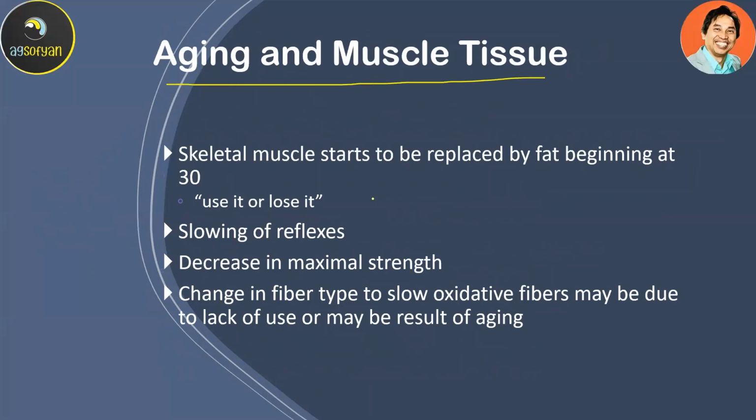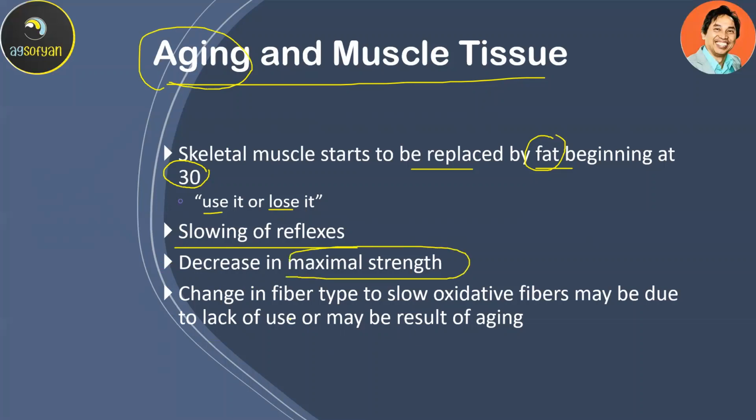Aging and muscle tissue. Skeletal muscle starts to be replaced by fat beginning at age 30. So this is really use it or lose it. If we use it, then our muscle becomes better. If we do not really use it, then there will be more fat deposited around the muscle tissue. We start to become slower in our reflexes when we are older. Also strength decreases and the fiber type changes from fast, like chicken, the white meat, to slow oxidative fiber. When we get older, many of our muscle cells change into slow oxidative type of muscle tissue, or red meat.